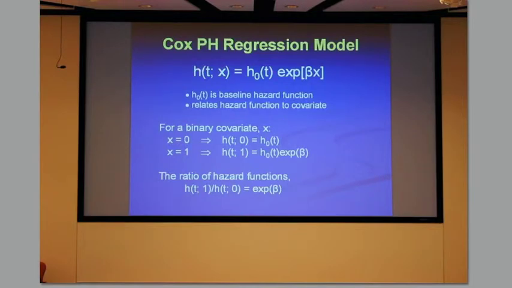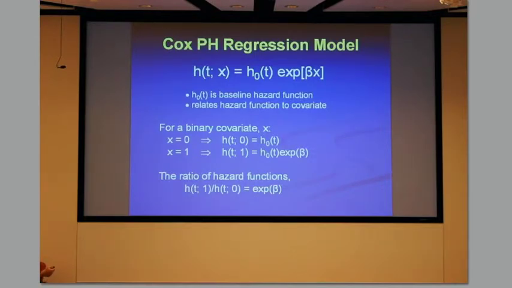And so if you take the log of both sides of this, you get basically a linear type function. So it's linear on the log hazard scale. The log hazard is the baseline log hazard plus beta x. So it's like a plus bx, like the line. So we call this a generalized linear model.